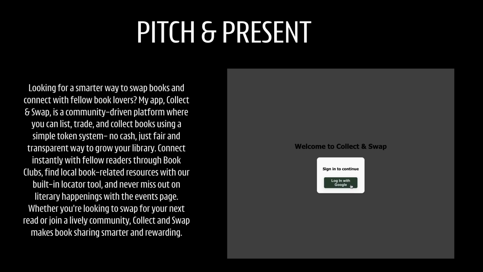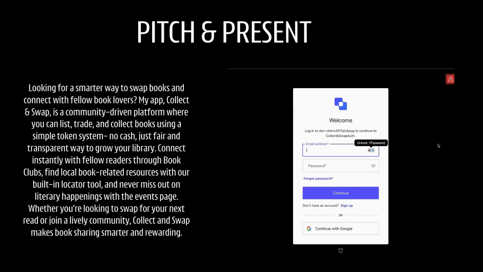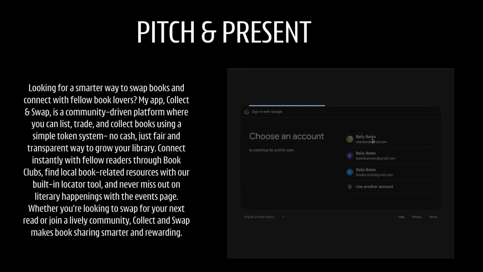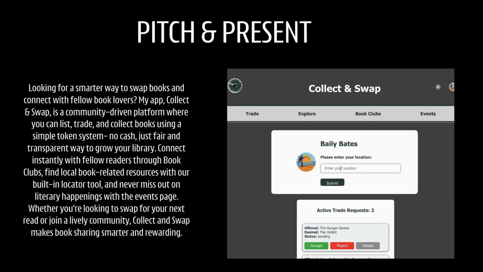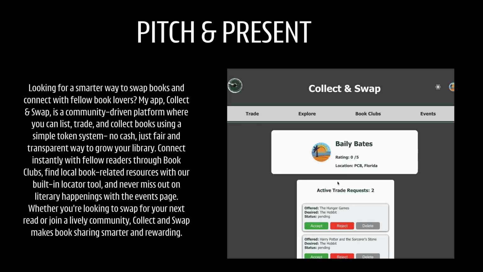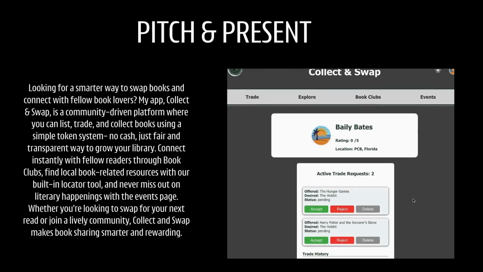Users are prompted at the main page to be logged in with Google using Auth0. Awesome. All users start off needing to create a profile with just a bit more information. The main one being their location, so people know where their books are coming from. Awesome. So users start off on their profile page.